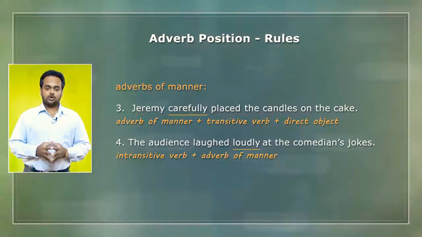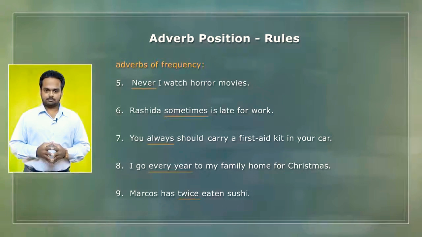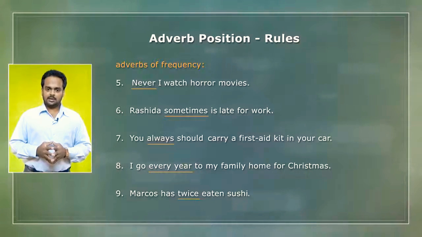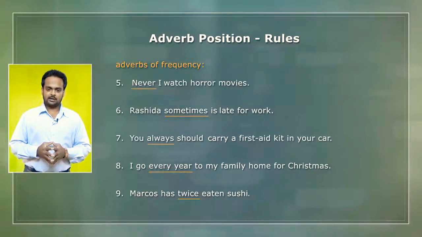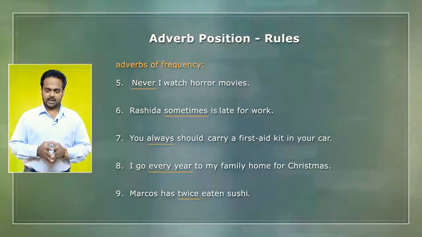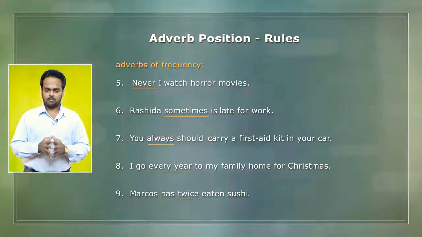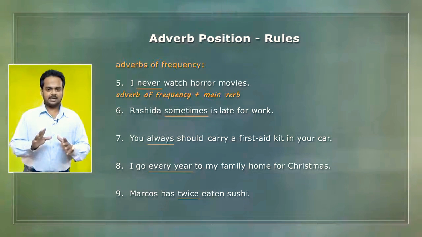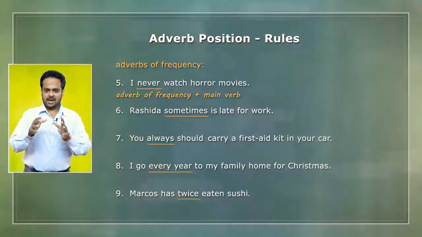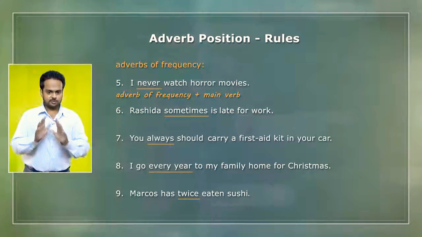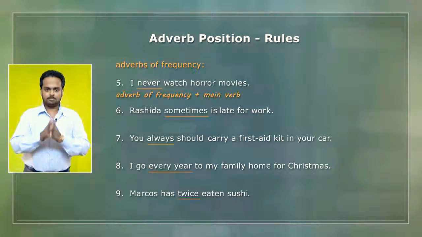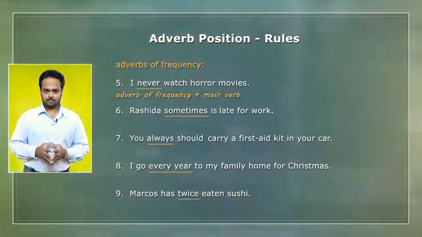And now let's turn to adverbs of frequency. In number 5, what's the problem? Well, the problem is that frequency adverbs like always and never usually go in the middle position, that is between the subject and the verb. So I never watch horror movies. Now, some frequency adverbs like sometimes or often can go at the beginning or end in some situations, but usually we put frequency adverbs in the middle position before the main verb.